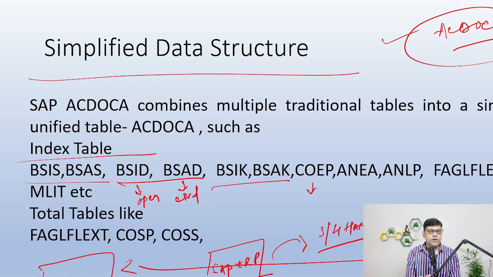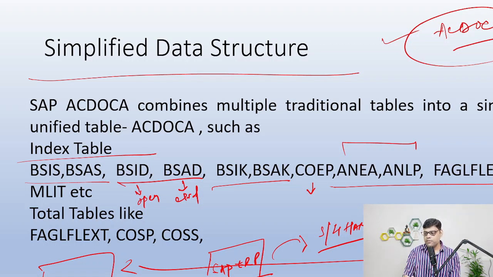COEP, that is whenever you run any cost object report, KSB1, KOB1, different cost object reports you must have executed, that data comes from your COEP table. These other ones are related to asset line item tables. So here you will find index tables related to GL, customer, vendor, cost object line items, and assets.